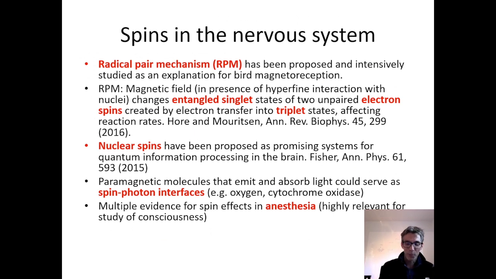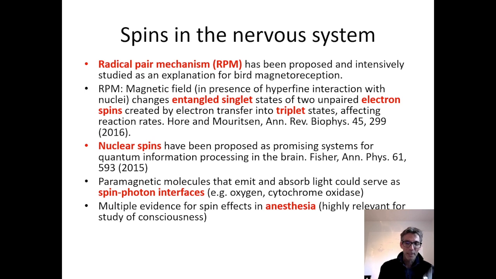So this was the photon part of my talk. Now there is also the spin part. I said that whereas photons are good for communication, spins would be very natural systems to consider for processing of this information and local storage of this information. So what about spins in the nervous system?